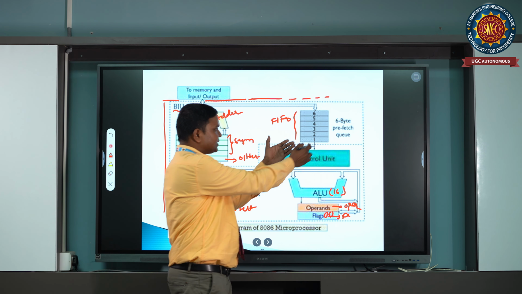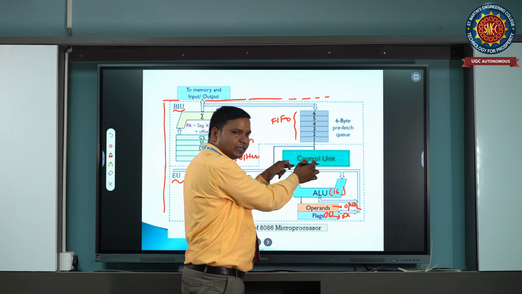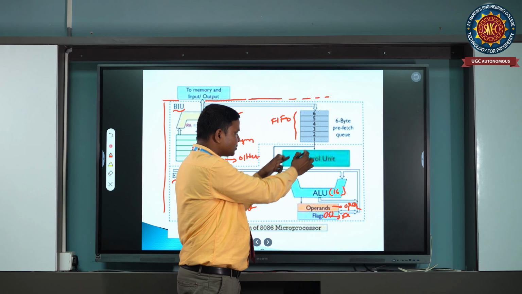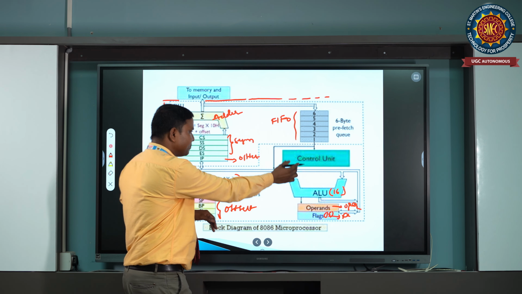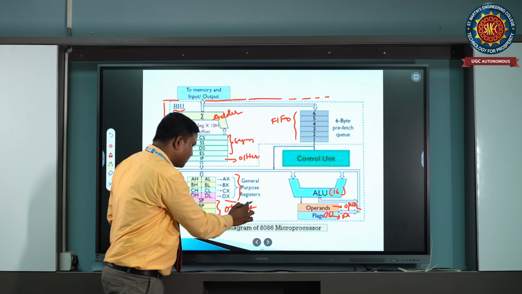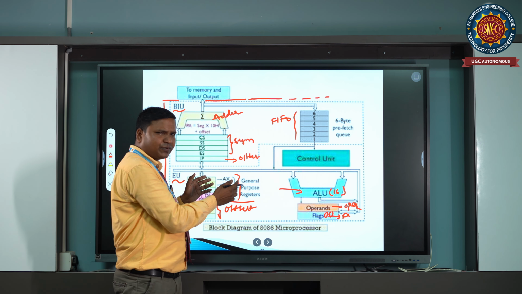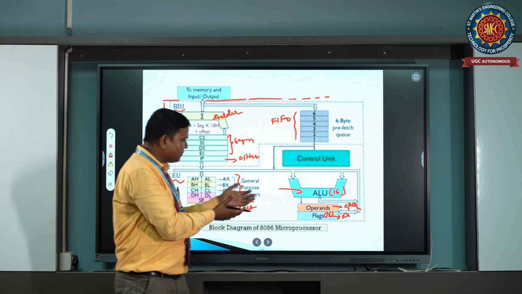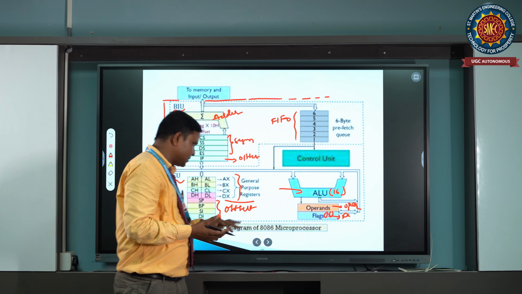For example, the first instruction will be fetched and sent to the control unit, where it will be executed. One by one, the next one and the next one will be executed like that. Through the control unit we can send the data simultaneously to the general purpose register and the arithmetic logic unit. In the general purpose register we can store the data, and in the ALU we can perform the operation.